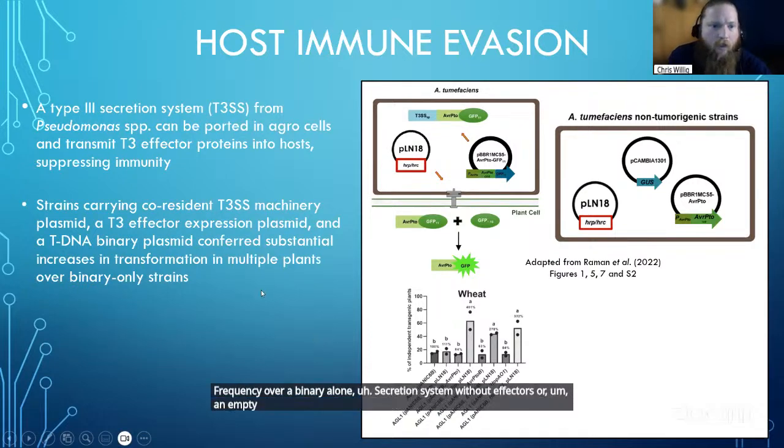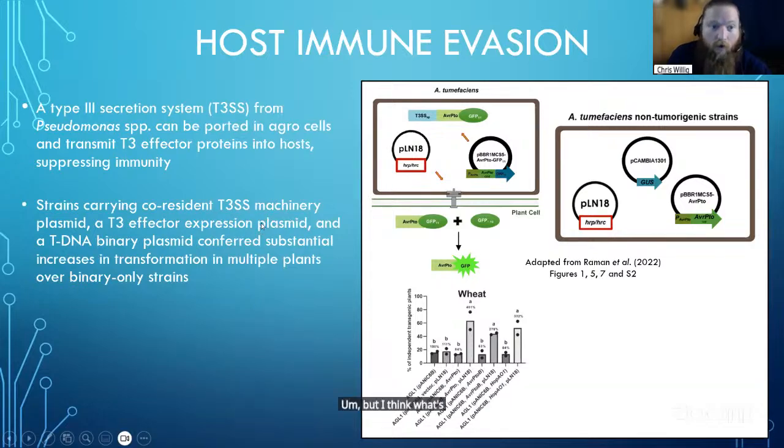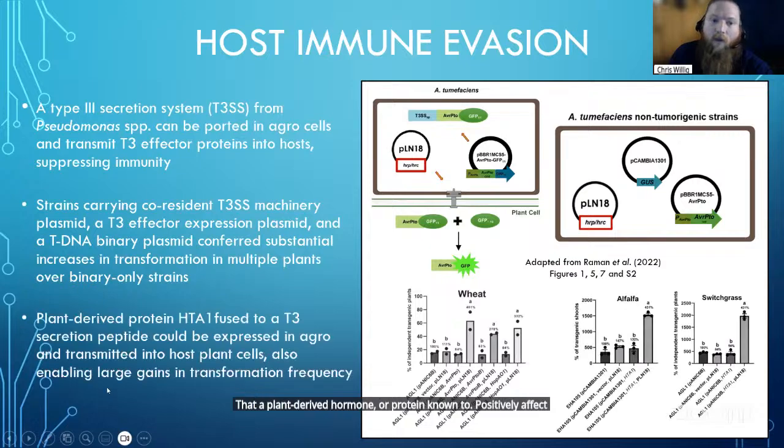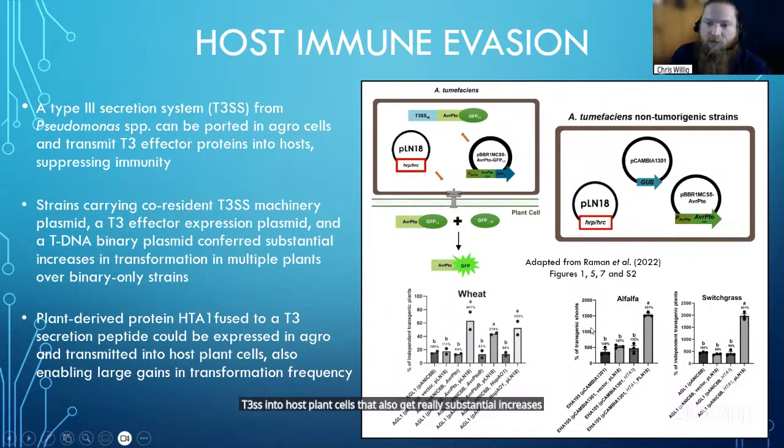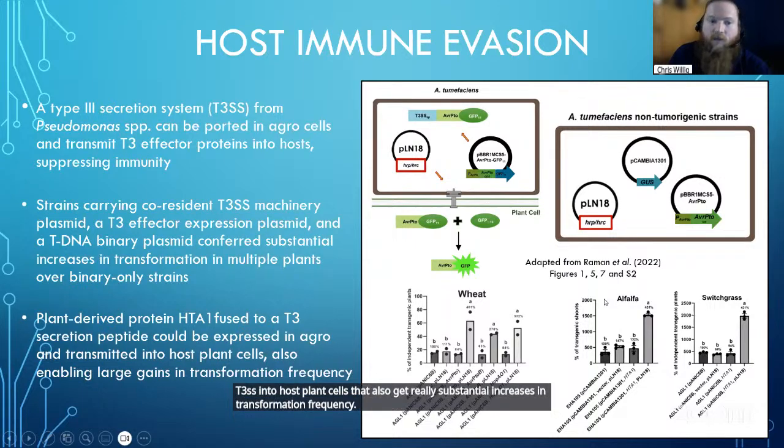They could get pretty substantial increases in transformation frequency over a binary alone, secretion system without effectors, or an empty vector control. But I think what's actually more interesting about this is that they show that a plant-derived hormone or protein known to positively affect plant transformation, they could fuse this protein to a type 3 secretion N-terminal peptide, express it in Agrobacterium, have it trafficked through the T3SS into host plant cells, and also get really substantial increases in transformation frequency in monocot and dicot crops.